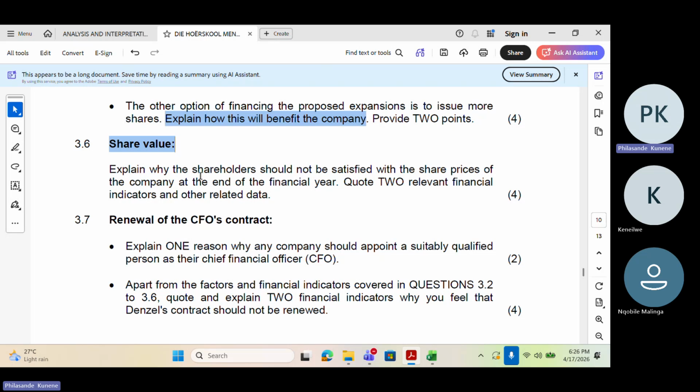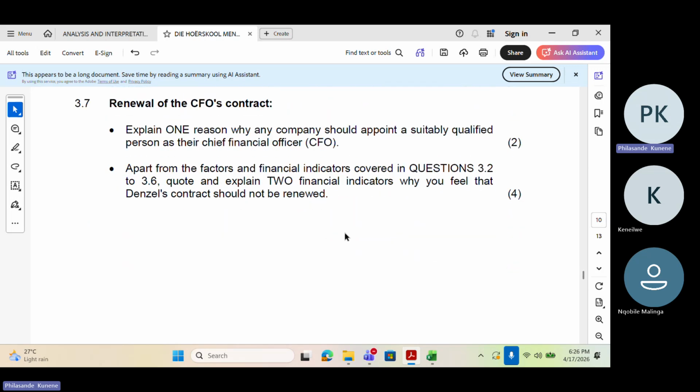They're saying here, explain why the shareholders should not be satisfied with the share prices of the company at the end of the financial year. Quote financial indicators and other relevant data. They are not happy with the share price. Obviously, there will always be a reason for a share price to drop. Share price does not just drop, there will always be a reason for that. So we're going to be looking at the information provided, because they're saying here quote relevant financial indicators and other related data. We're going to check that data from the information provided.